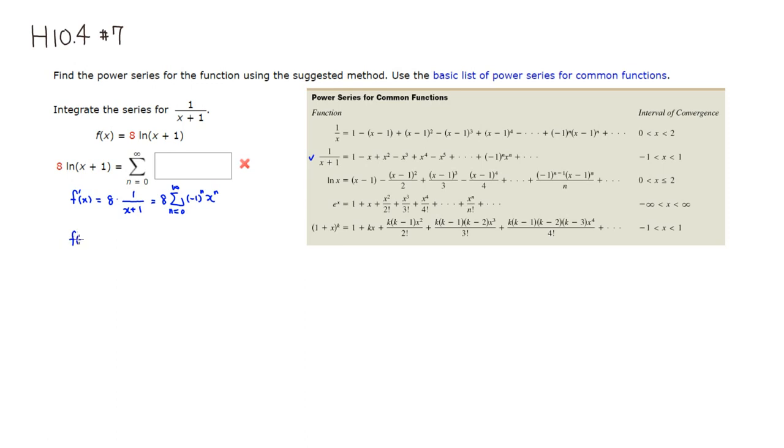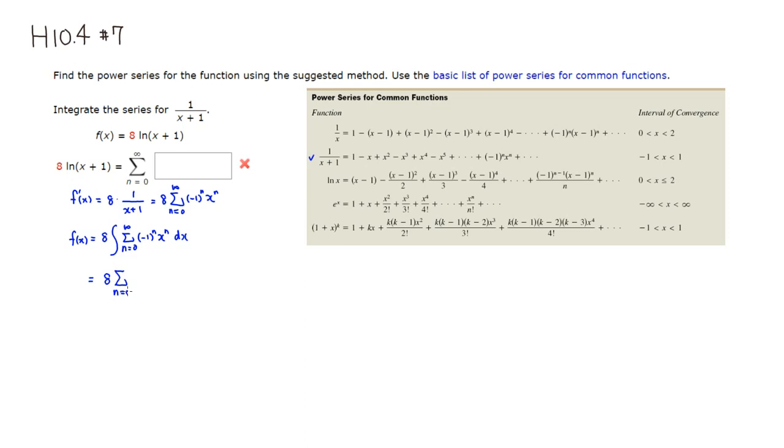So f of x is going to be the antiderivative. 8 is outside, just a number. Then we take the antiderivative of this power series, n goes from 0 to infinity, negative 1 to the n, x to the n, with respect to x. So this is equal to 8 times, and I'm going to go ahead and integrate it, so it's a summation.